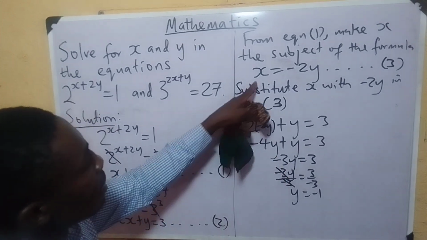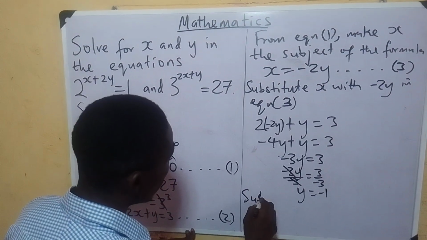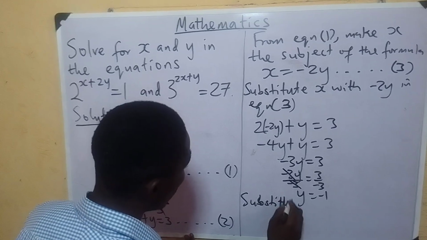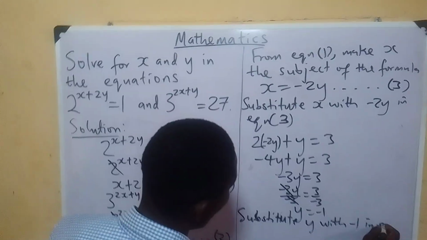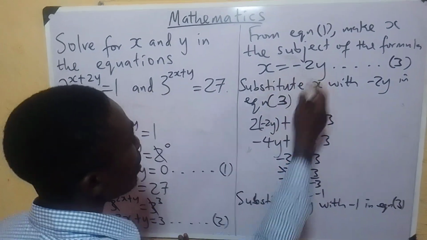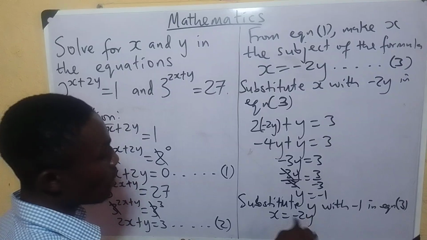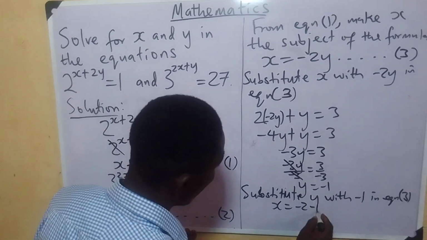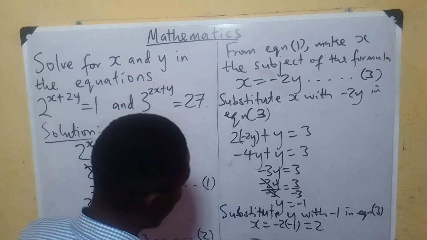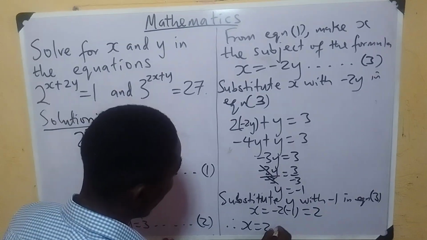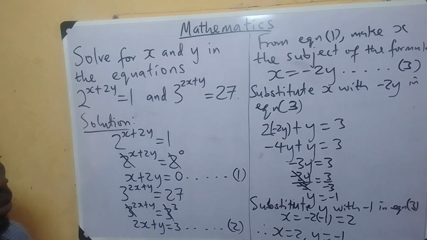Then since x is equal to minus 2y and y is equal to minus 1, you can substitute y with minus 1 in equation 3. Equation 3 tells us that x is equal to minus 2y. So if you substitute y with minus 1, we have minus 2 times bracket minus 1, which is minus 2 times minus 1, which is plus 2. So therefore, x is equal to 2 while y is equal to minus 1. And that is the final answer.